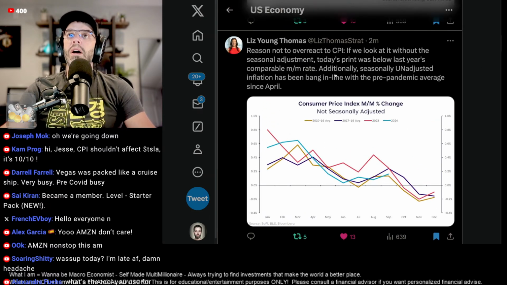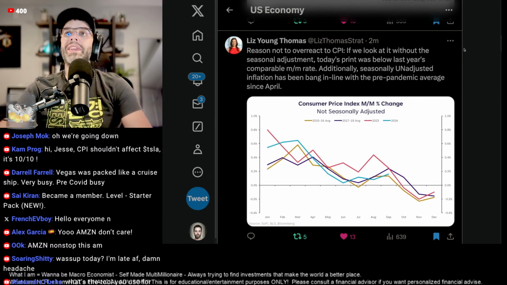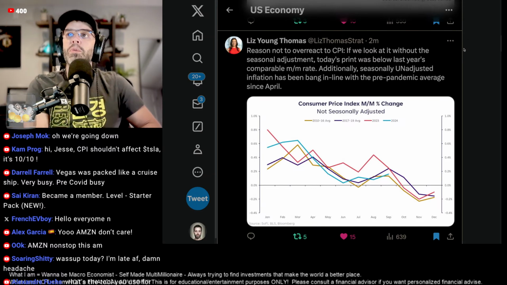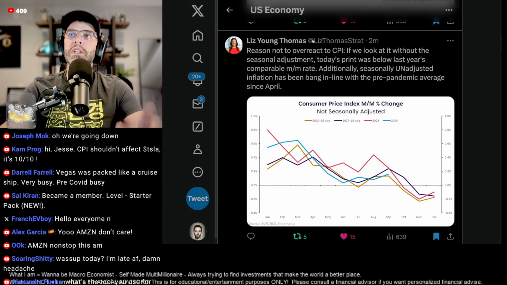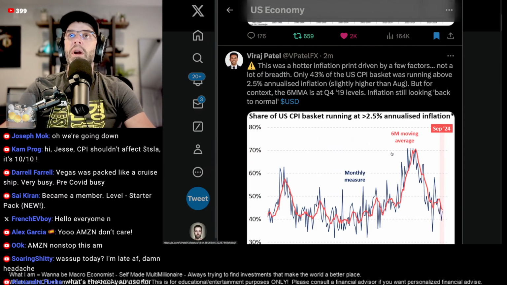So right here, Liz Young Thomas said, reason not to overreact to CPI. If we look at it without the seasonal adjustment, today's print was below last year's comparable month-over-month rate. Additionally, seasonally unadjusted inflation has been bang in line with the pre-pandemic average. So this is why the market came back.